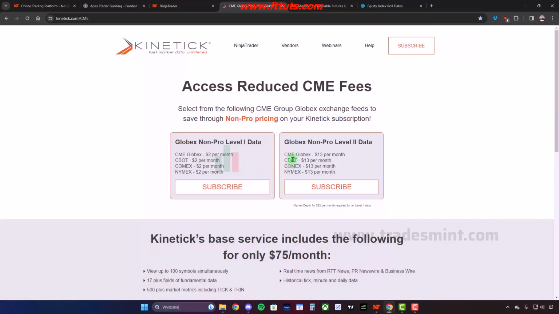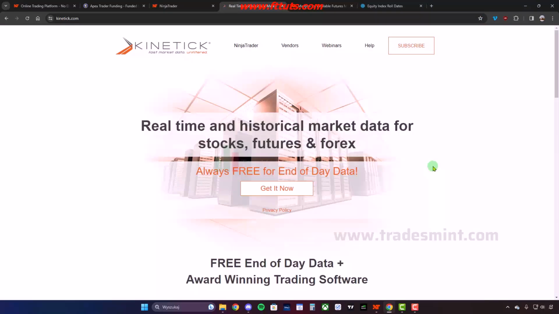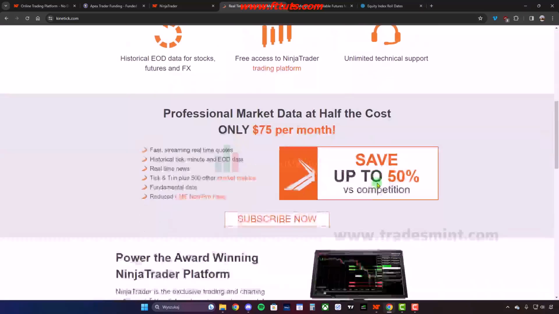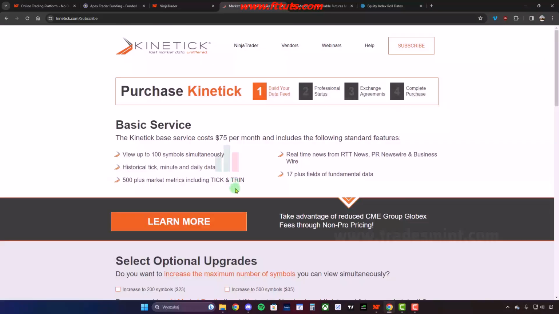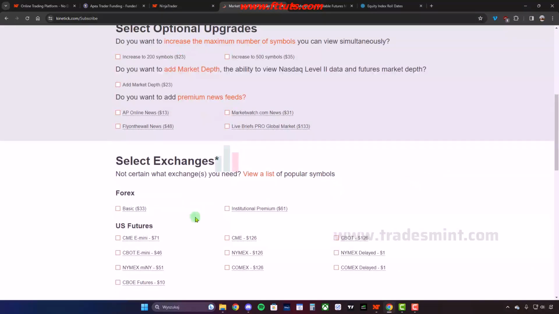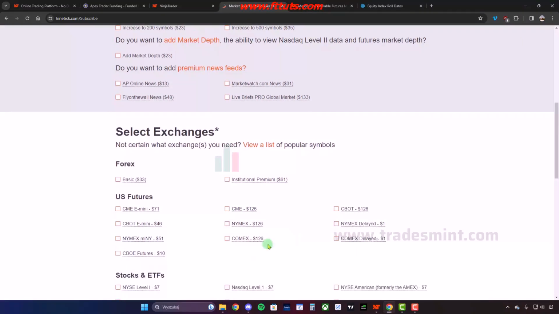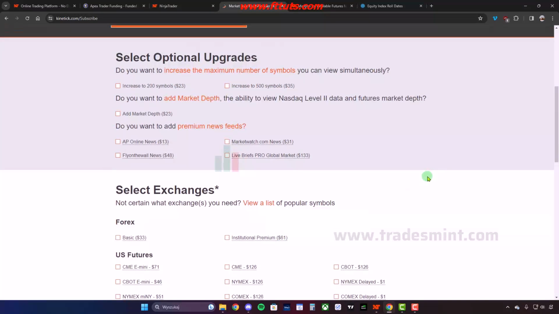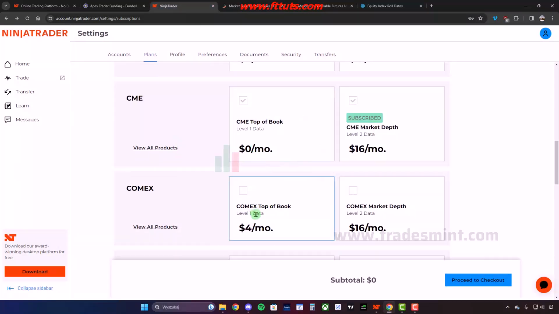And it's also very important to choose that you are a non-professional trader, because the normal price, I will show you, the normal price is $75 as a base, and then CME costs another extra 126, and COMEX also. Yeah, so that's a lot of money. So very important to choose that you are non-professional. But still, it's like $80 a month, right? So $80 here or $8 by CQG. It's up to you.